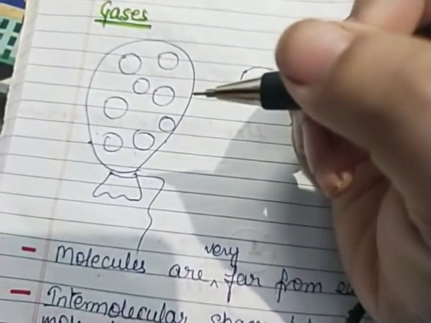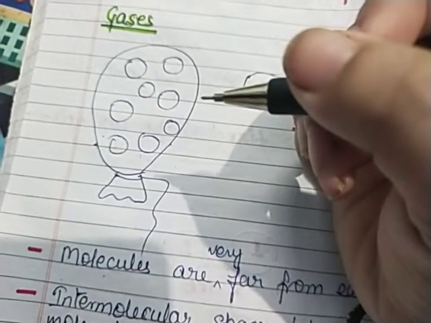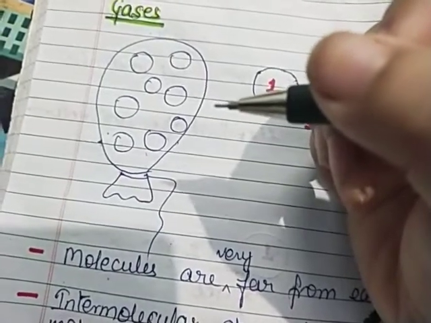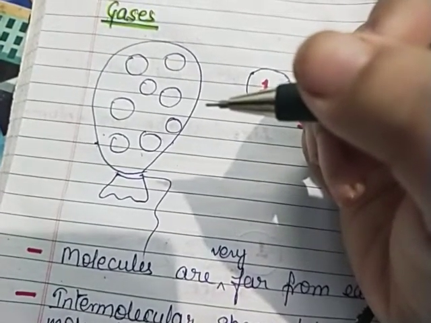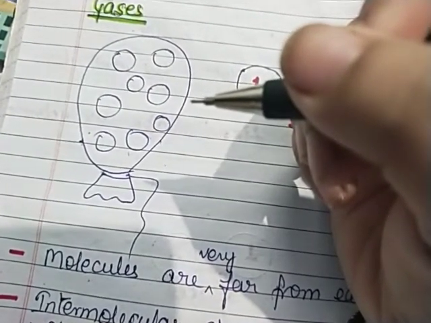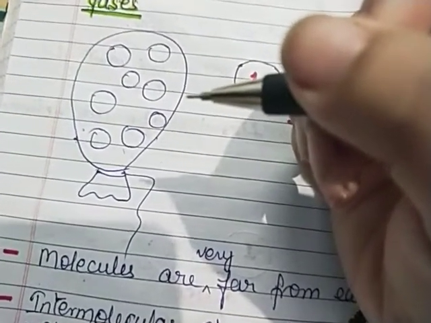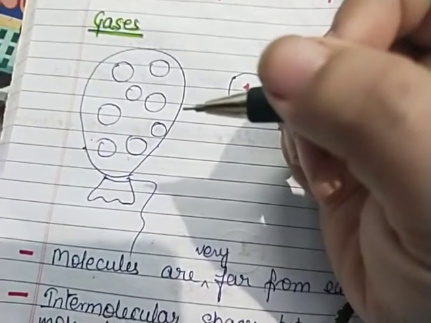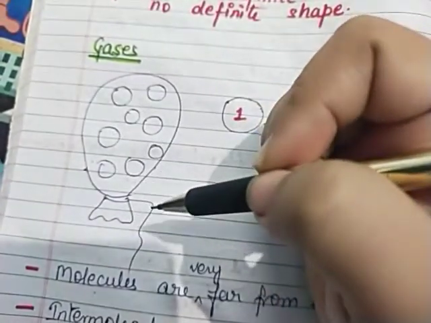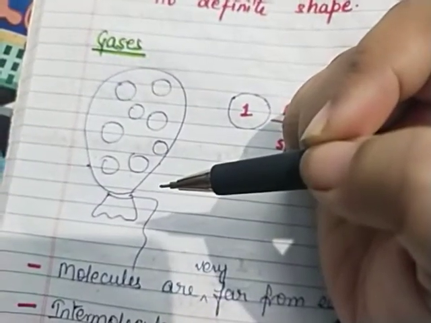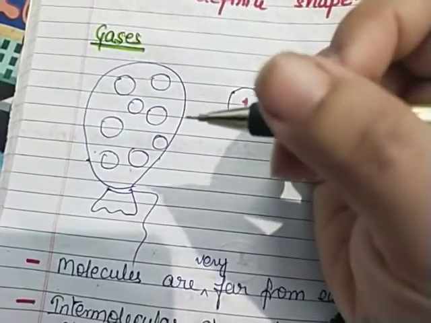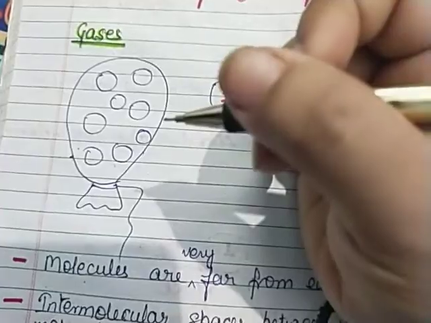और because of this habit and because of this behavior, we can feel the fragrance of the perfume in all over the home. किसी भी एक जगह पर अगर परफ्यूम स्प्रे हुआ है तो we can feel in the other part of the home. Okay, and because of this larger intermolecular space and least force of attraction, the molecules can move in all the direction and they have no fixed volume and no fixed shape.